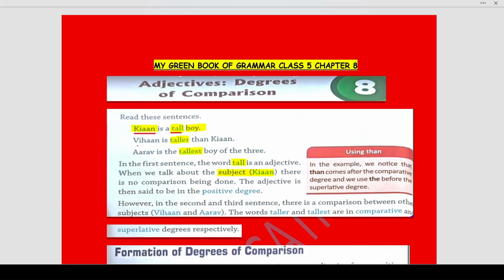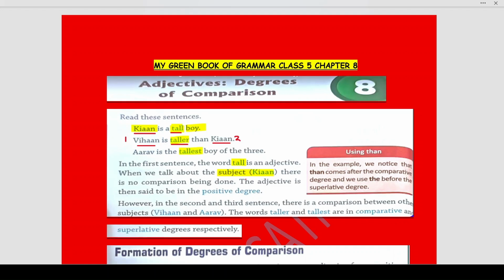Now, in the second sentence, Vihan is taller than Kian. So now, students, how many subjects are there? There are two subjects. One is Vihan and the other is Kian. Now, when there is a comparison between two subjects, we use the comparative degree of adjective which we shall study.